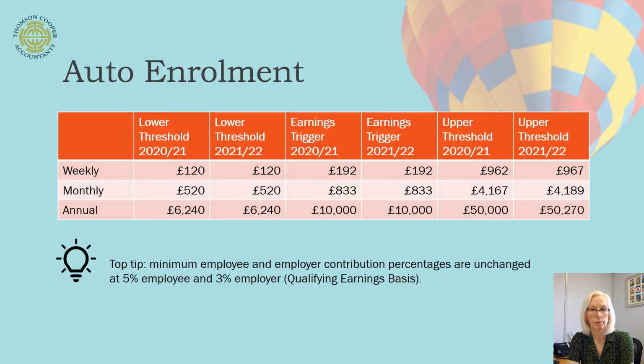Auto enrolment, again, there's just a comparison here between 2020-21 and 21-22, and you'll see that it's just the upper band that has changed with the change in the tax year. Contribution rates remain the same at 5% for employee and 3% for employer. That's on the qualifying earnings basis. And you may have different contribution levels depending on how your pension scheme has been set up. So do check with your provider that you have the correct contribution levels set up within your software.